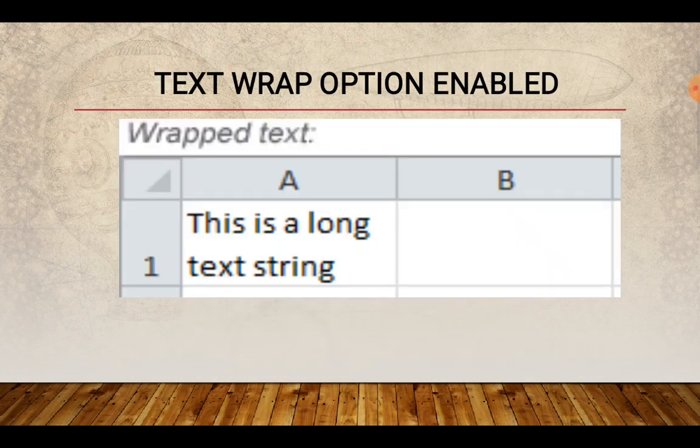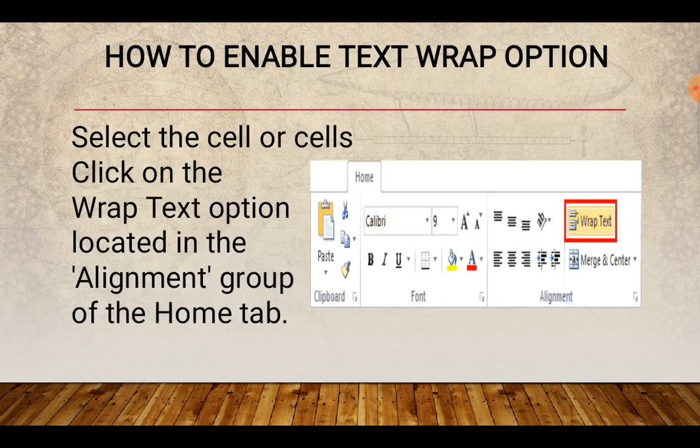This is done by enabling the Excel Wrap Text option. In order to wrap text in one or more cells, first select the cell or cells that you want to wrap. Click on the Wrap Text option, which is located in the Alignment group of the Home tab of the Excel ribbon. By doing this, long text of the cell will be wrapped in a single cell and the size of the cell will be adjusted accordingly.